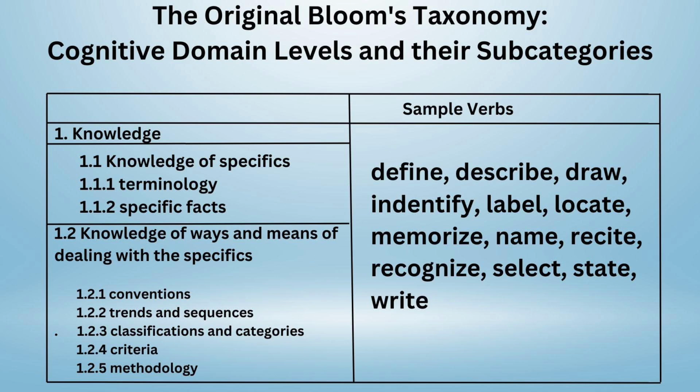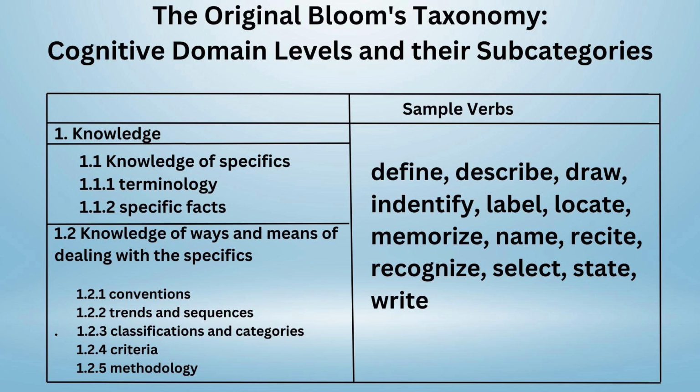Alright, let's proceed to the 1.2. 1.2 is the knowledge of ways and means of dealing with the specifics, meaning it refers to the knowledge of the methods and processes used to understand and apply specific details. So, it has 5 categories. First is the convention. When we say conventions, it is the knowledge of customs and standards. Second is the trends and sequences. So, it is the knowledge of trends and sequences of events.